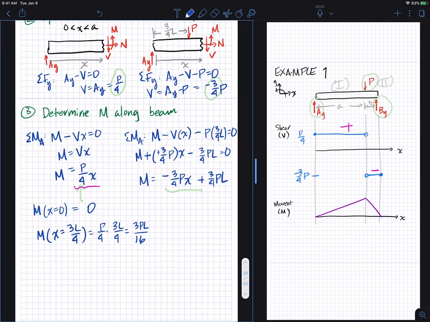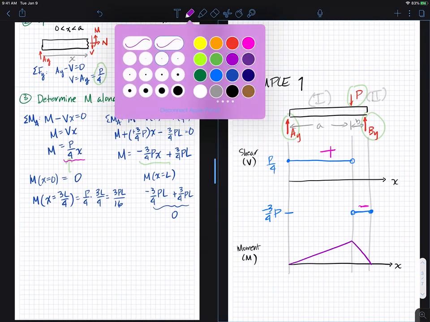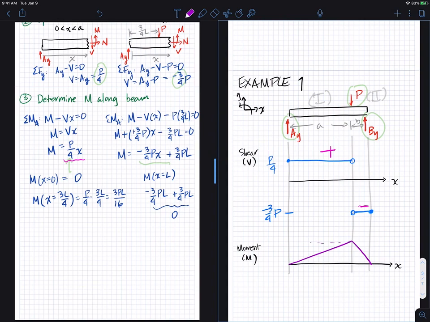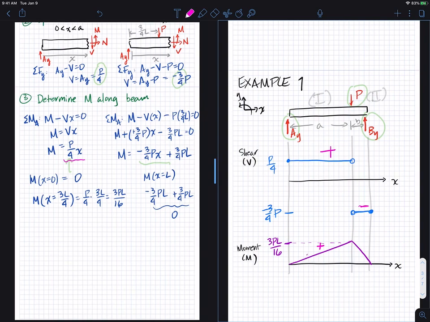And then when X equals L, I'll use this side. And I get minus 3 over 4 PL plus 3 over 4 PL, and voila, 0. So this peak over here, this value is the 3PL over 16. Again, with these same trends that we have a positive increasing, negative decreasing here.